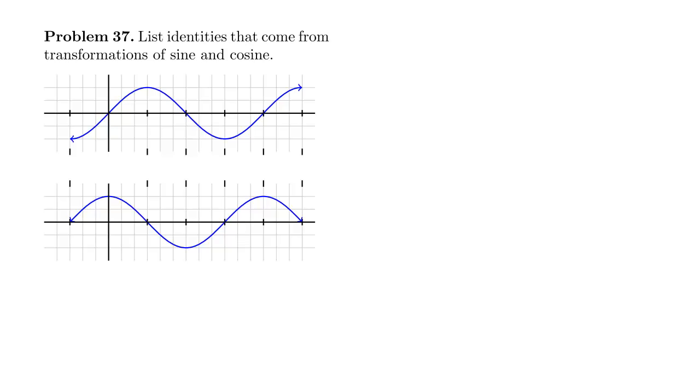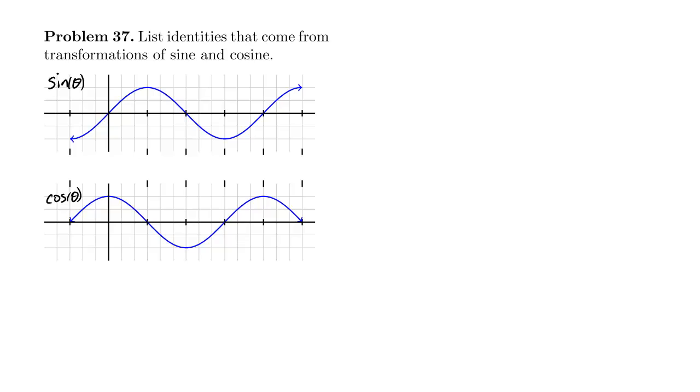Problem 37 is much more open-ended than our previous problems. It asks us to write down a list of identities that come from transformations and similarities between sine and cosine. Here we have a picture of sine and cosine. Keep in mind that these functions go on infinitely in both directions, repeating the same shape in every 2 pi period. Let's see if we can find some symmetries.